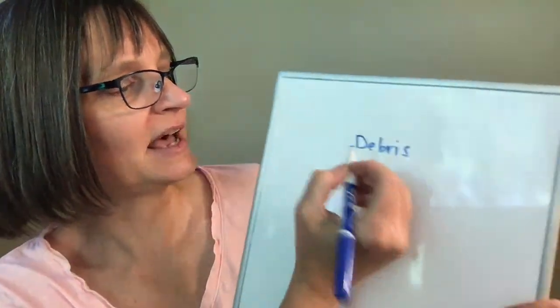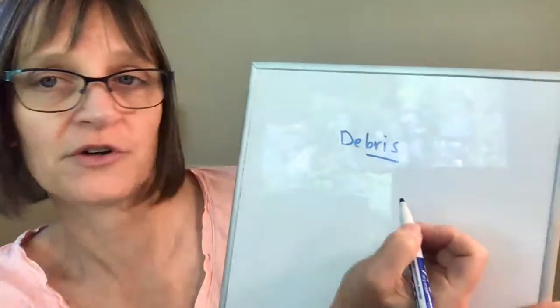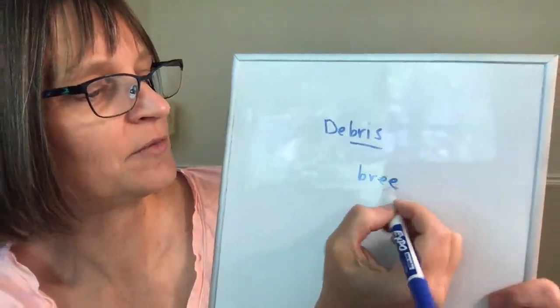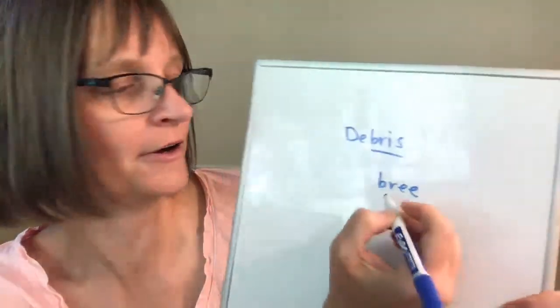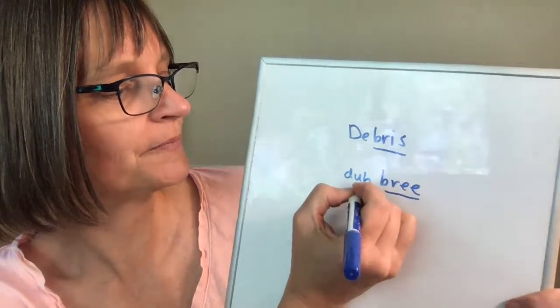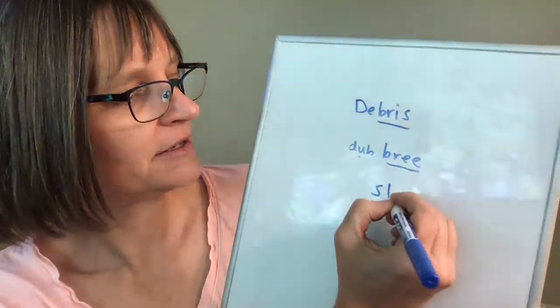I guess it doesn't need a capital D, but anyway, this has second syllable stress. We don't pronounce the letter S, and we use a tense E vowel here. And my DE says duh, light and short. Debris.